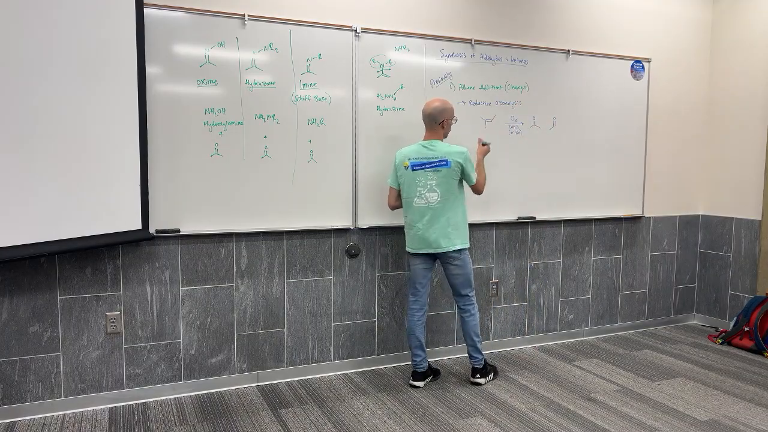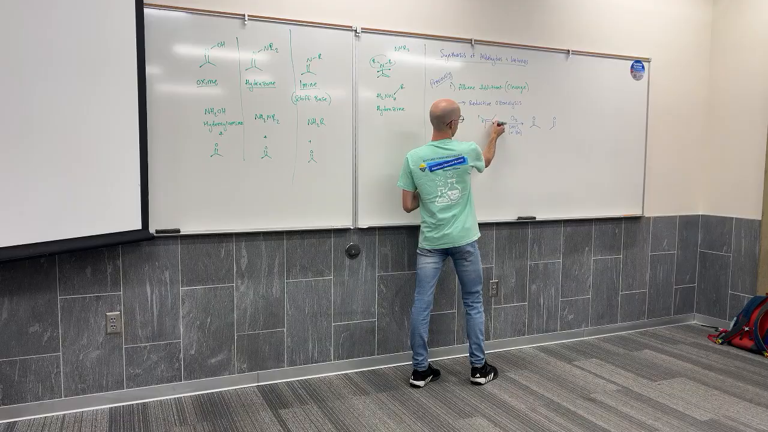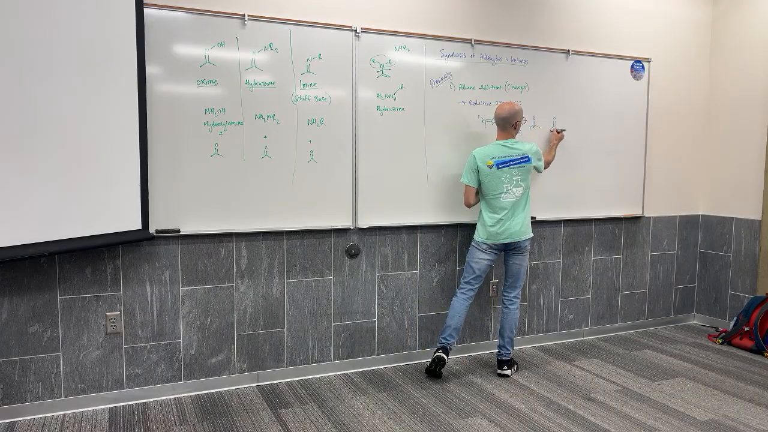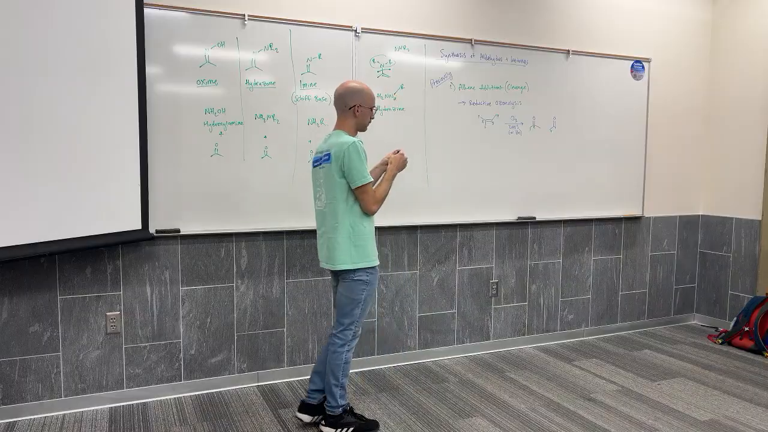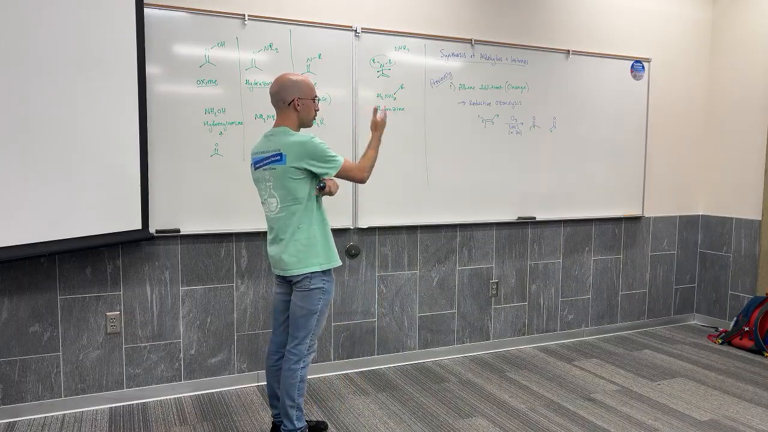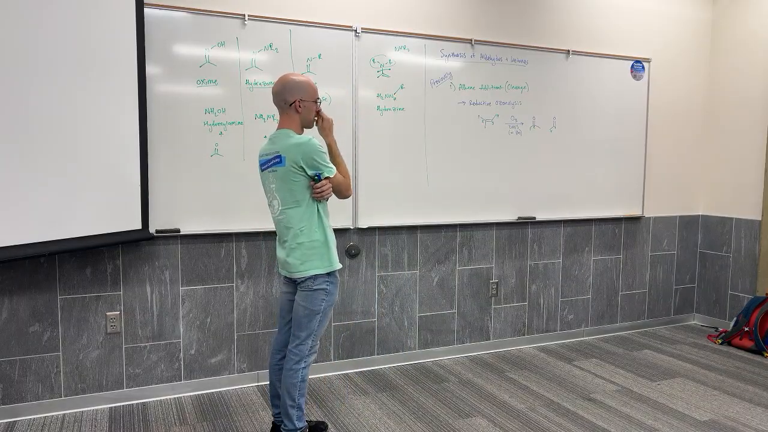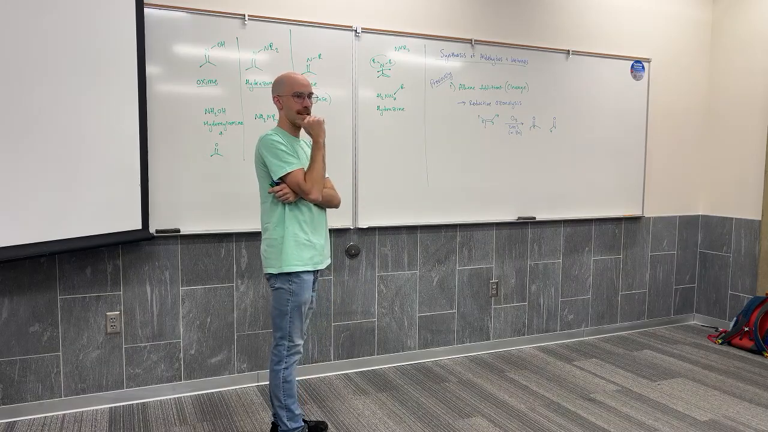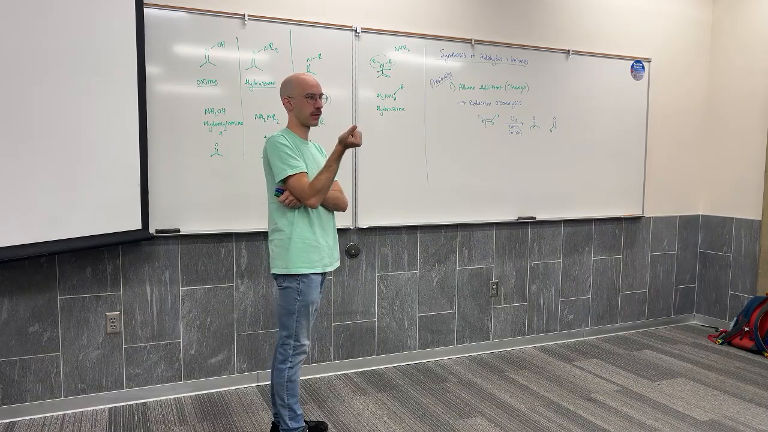I'm just going to map my carbons here so that we can see what we're looking at. So carbon 2 gets cleaved, becomes a ketone. Carbon 3 gets cleaved, becomes an aldehyde. Let's think about all the possibilities that you could form.